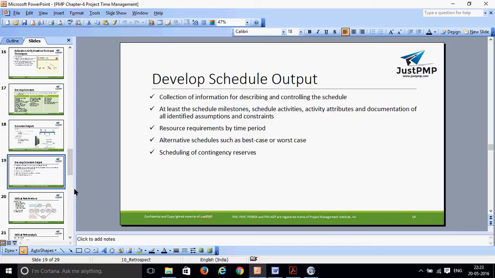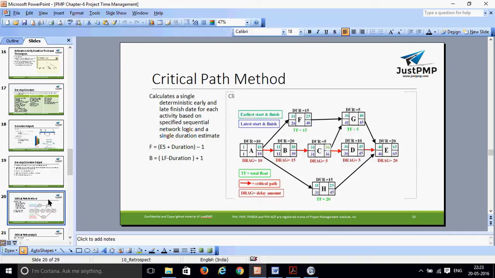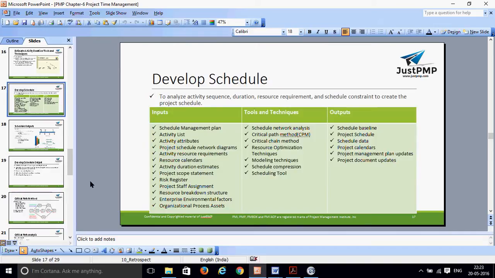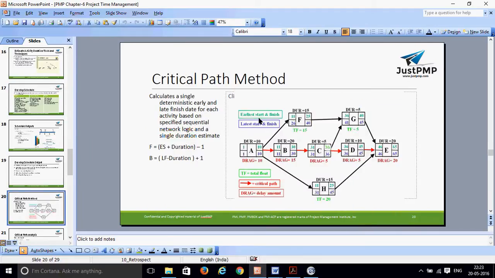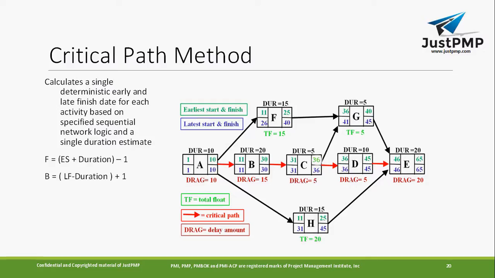So let's come to the critical path method, which is a very important topic from the tools and techniques perspective of develop schedule. Okay. So how is this critical path method calculated? Now, if you see this, two things you need to understand. One is called the forward calculation, the other is called the backward calculation.